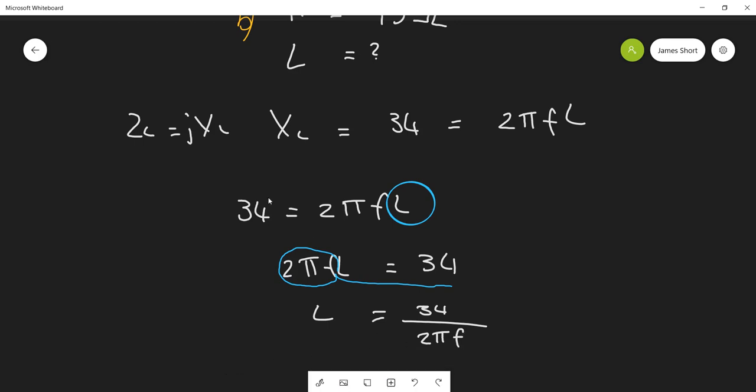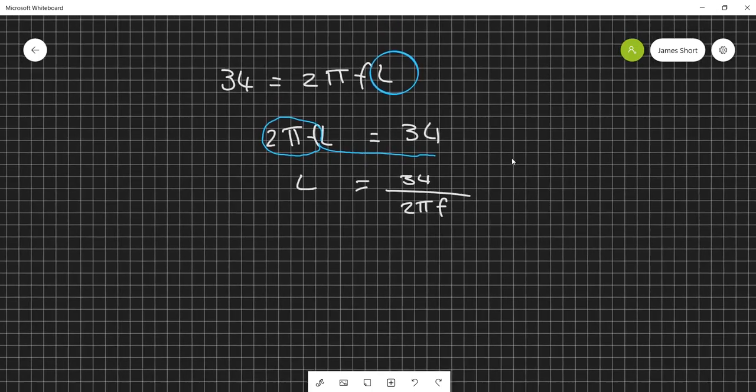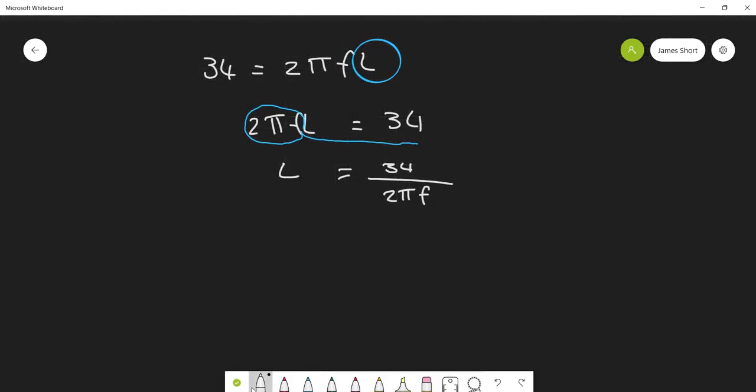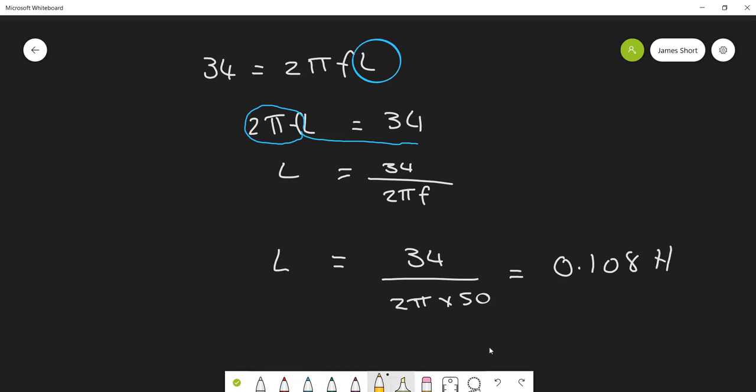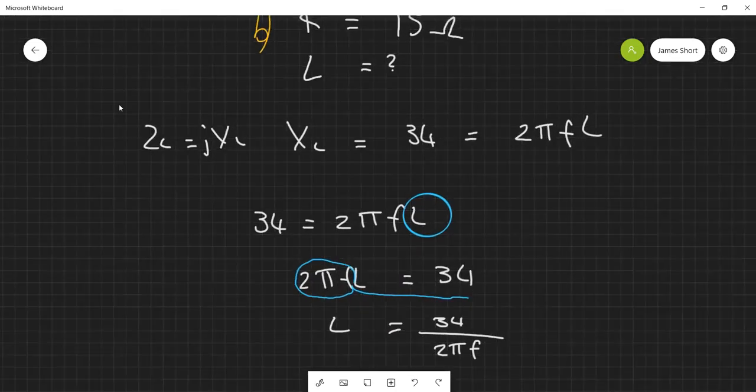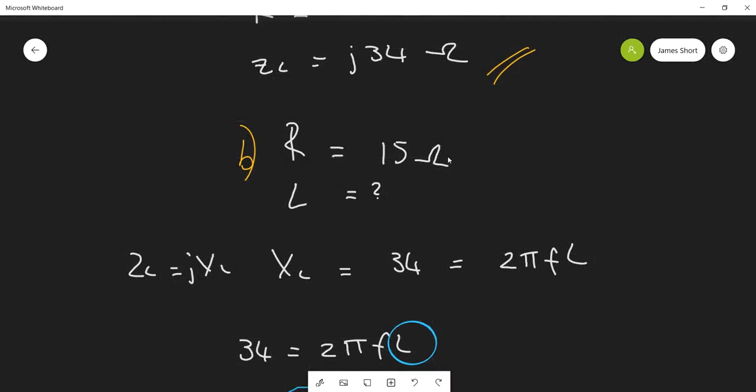Now we're assuming that this is an AC system in the UK, so f will be 50 Hz here. So L is equal to 34 divided by 2 pi times 50. And what we get is 0.108 henries. So that's our L value of the inductor, and that was our R value there.